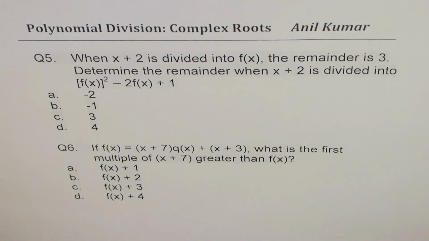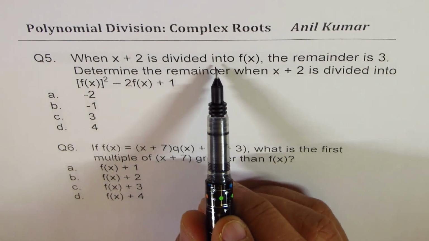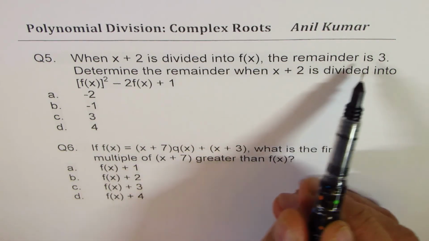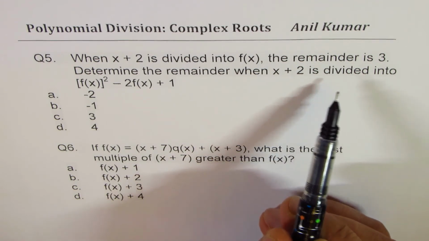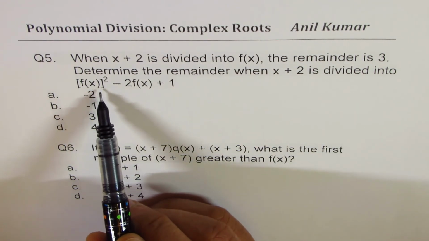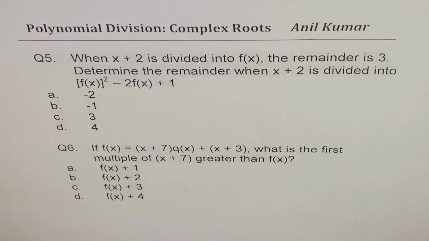Now let's look into question number 5 and 6. Question number 5. When x plus 2 is divided into f of x, the remainder is 3. Determine the remainder when x plus 2 is divided into f of x whole squared minus 2f of x plus 1. 4 choices are given to you. Now that's a thinking question. You can always pause the video and answer this question.